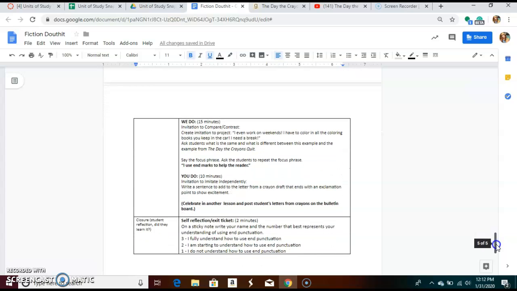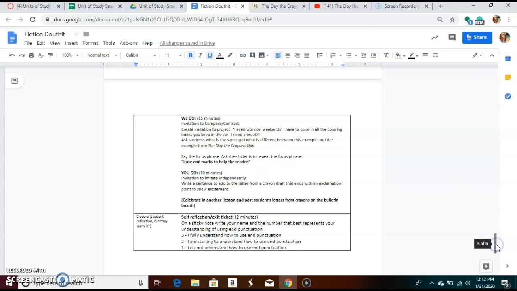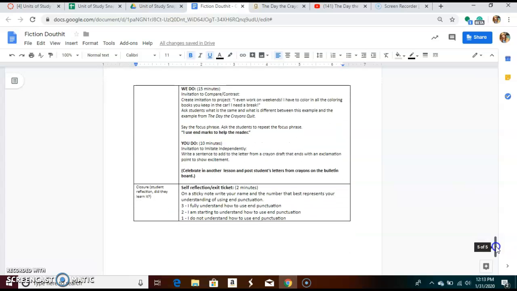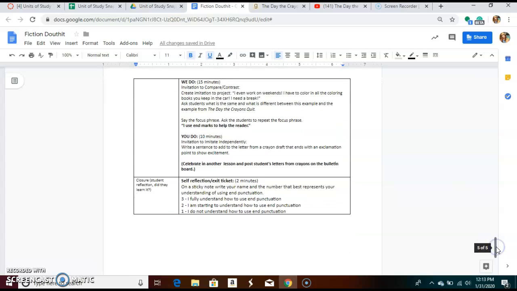And the you do, what I would ask them to do is invite them to imitate independently by writing their own sentence to add to their draft from the previous lesson that includes a sentence with an exclamation point to show excitement. Again, I would have them reflect, doing a 3-2-1 sticky note. That way I can give students more support and know which ones need the support more than just from their assessment, but also from how they're feeling.